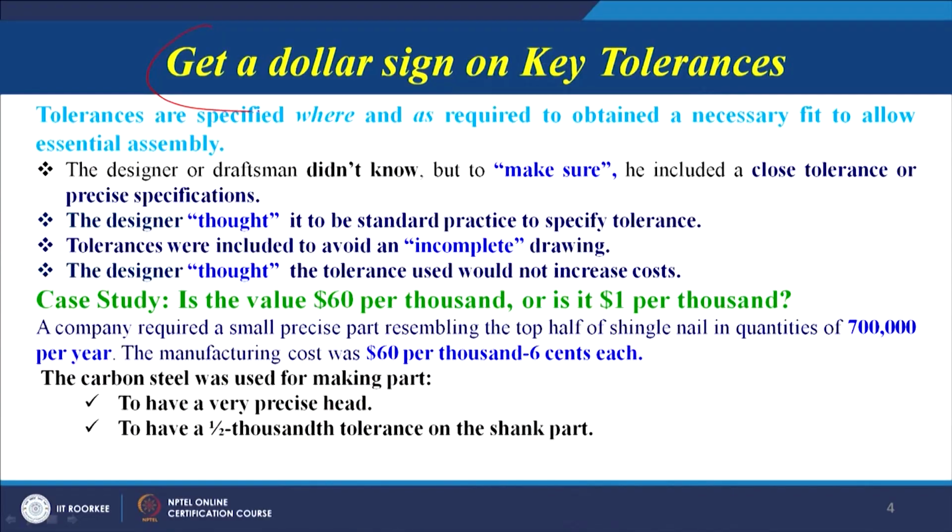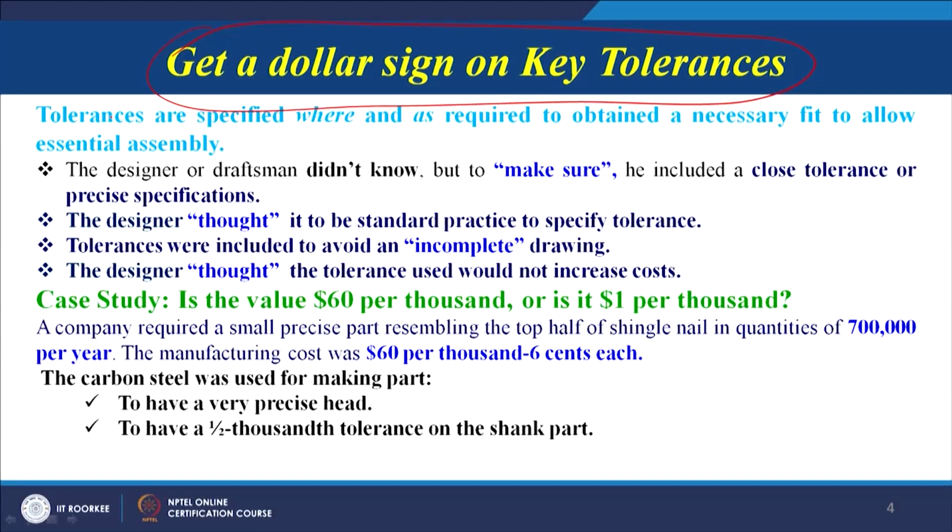The next technique for value engineering is to get a dollar sign on key tolerances. Many times we specify tolerances or surface finish requirements just out of our interest, or just out of our design teaching. Whatever we have been taught, that for this product the surface finish must be very good. Now, that "very good" is sometimes ambiguous. What is very good? Something very good for me may not be very good for you. So, that "very good" sometimes creates confusion or ambiguity, and many times adds cost to our component. So wherever there is such ambiguity, we must try to eliminate it.